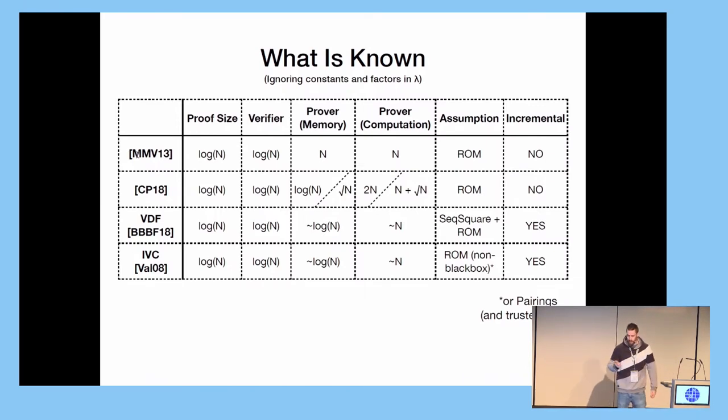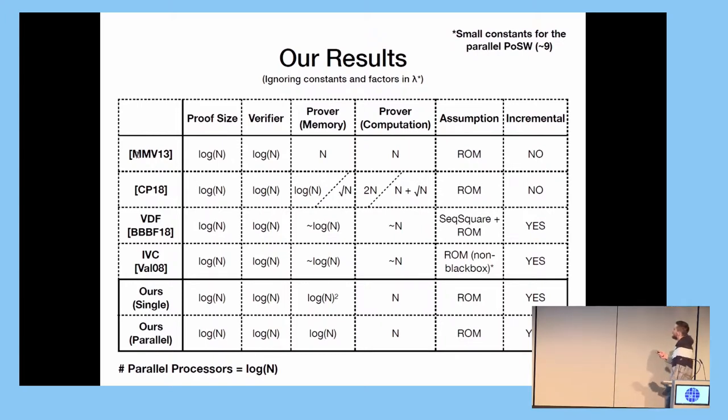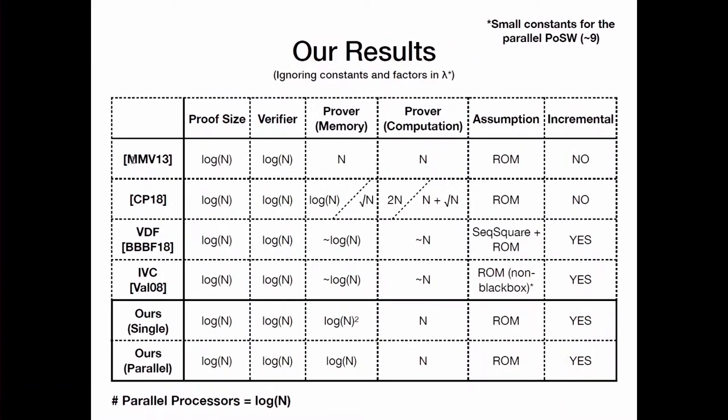So this brings me to our result. We are interested in the first setting, the simple proofs of sequential work based on random oracles only. And we want to have the best parameters possible, meaning polylogarithmic prover complexity in terms of memory and linear, with constant one, prover computation. And we propose two constructions. The first is asymptotically optimal, but has an extra square factor in the prover memory, and it runs on a single processor.